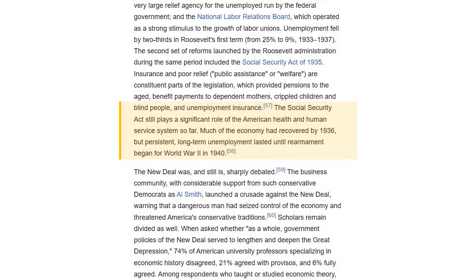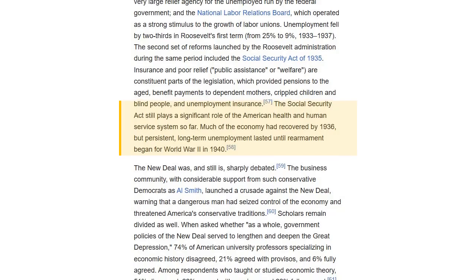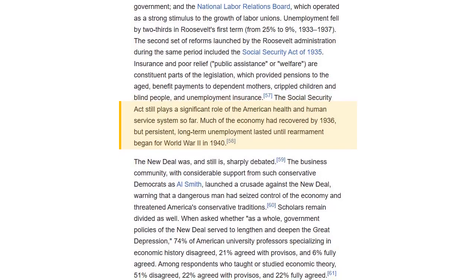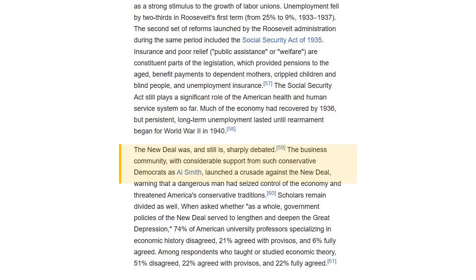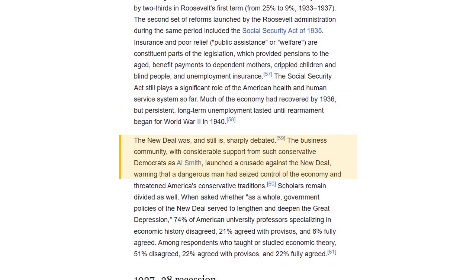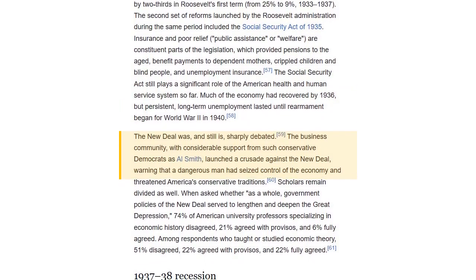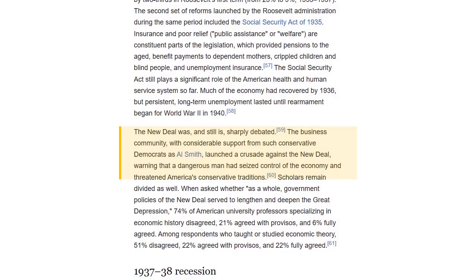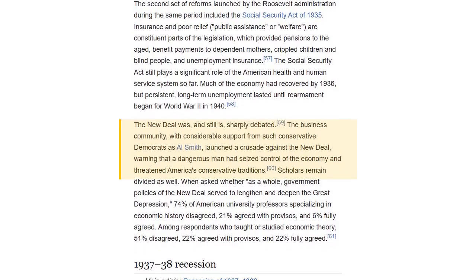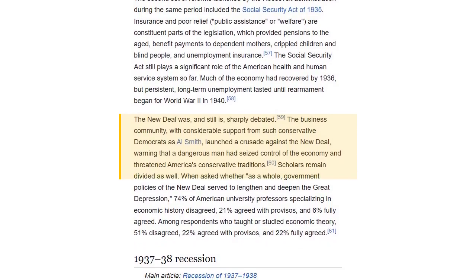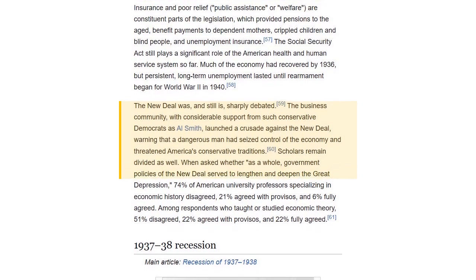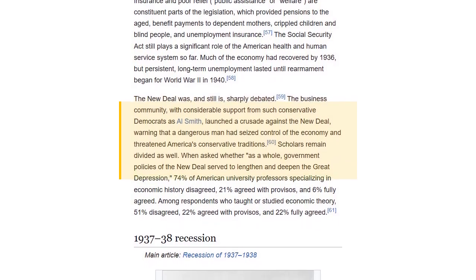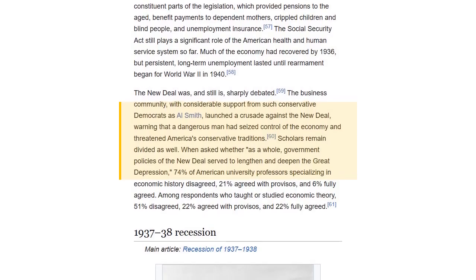Much of the economy had recovered by 1936, but persistent long-term unemployment lasted until rearmament began for World War II in 1940. The New Deal was, and still is, sharply debated. The business community, with considerable support from such conservative Democrats as Al Smith, launched a crusade against the New Deal, warning that a dangerous man had seized control of the economy and threatened America's conservative traditions.